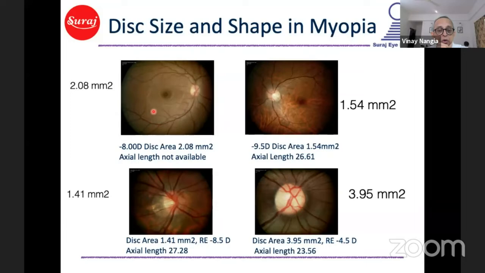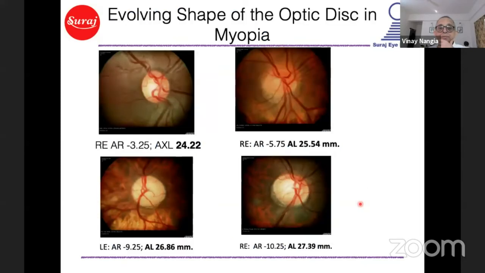So you can see on the top left here, the image that's about -8 diopters of myopia, and you can see that it's a very small disc. And again, on the left side, even with an axial length of 26.61 millimeters, the disc size is just 1.54 millimeters squared. Whereas when you go down here with an axial length of only 23.56, you have a very large optic disc of 3.95 millimeters squared.